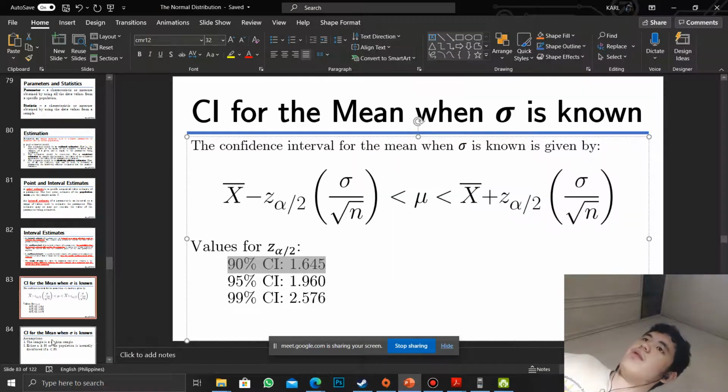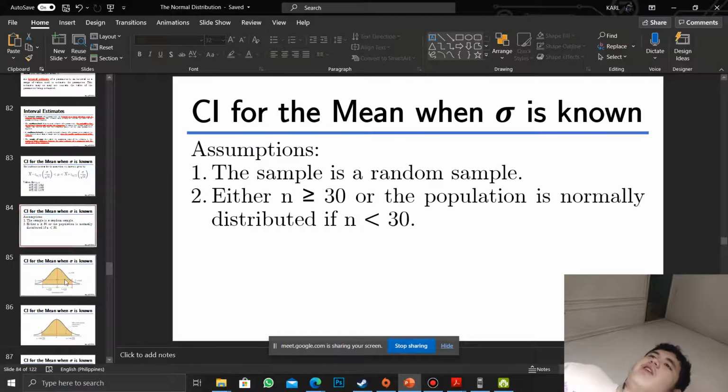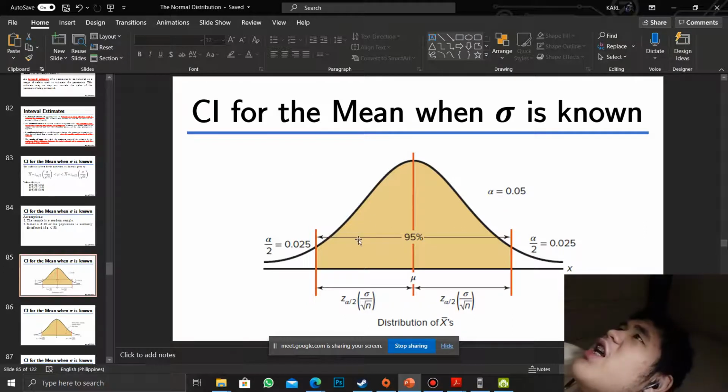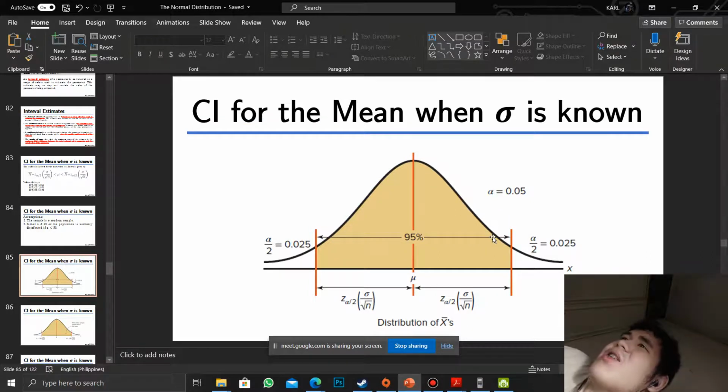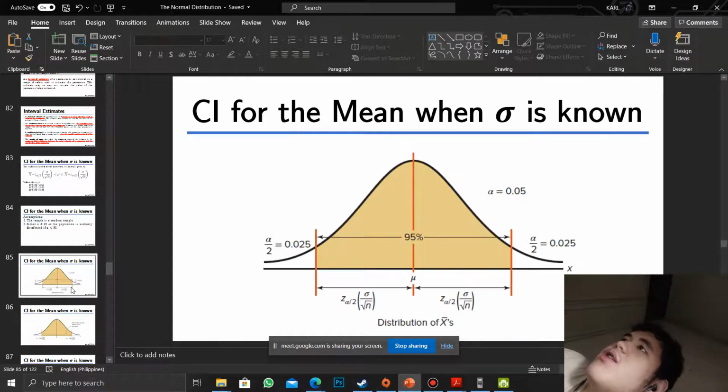Ayan, so samples, random sample, dapat greater than or equal to 30 or normally distributed if n is less than 30. Okay. Ito yung sabihin ng Z alpha over 2. So, ito yung ginagawa natin ng interval, guys. Your range of values such that there's a possibility na 95% na nasa gitna siya ng dalawang z-score na yon. Okay? Yun ang sabihin nun. Ayan, CI, 95%. 1.96. Okay?